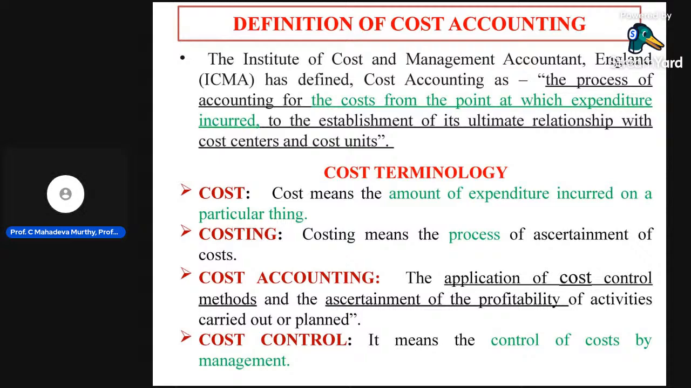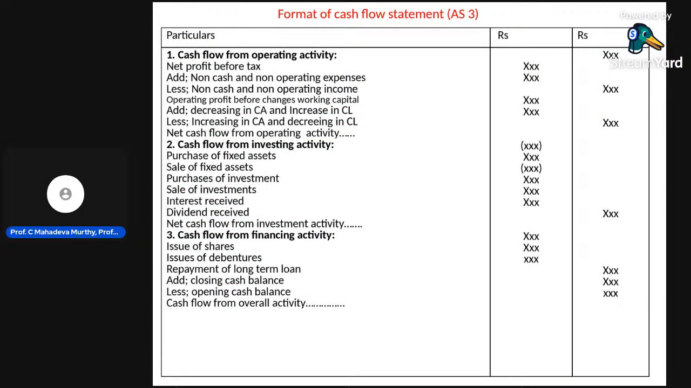This is about the pro forma of the cash flow statement. All the pro formas are available in our study material, so you go through that. Okay, shall we move on to problems on fund flow statement and problems on cash flow statement.